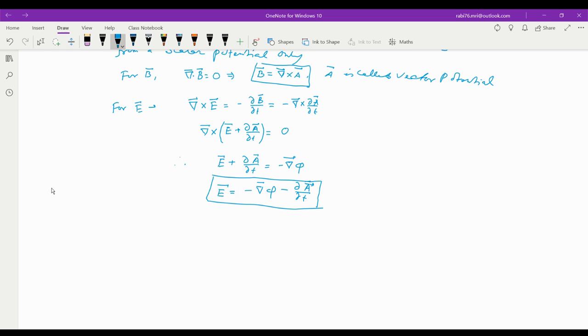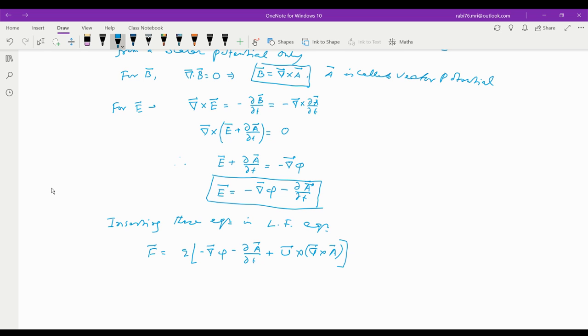So inserting this equation in the Lorentz force equation, we now have F equals to Q times minus grad phi minus del A del t plus V cross del cross A, right? So this is the expression.